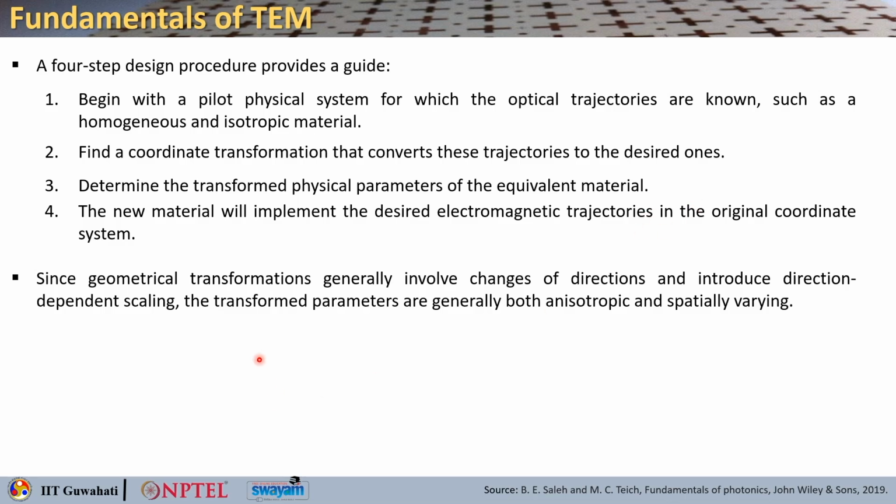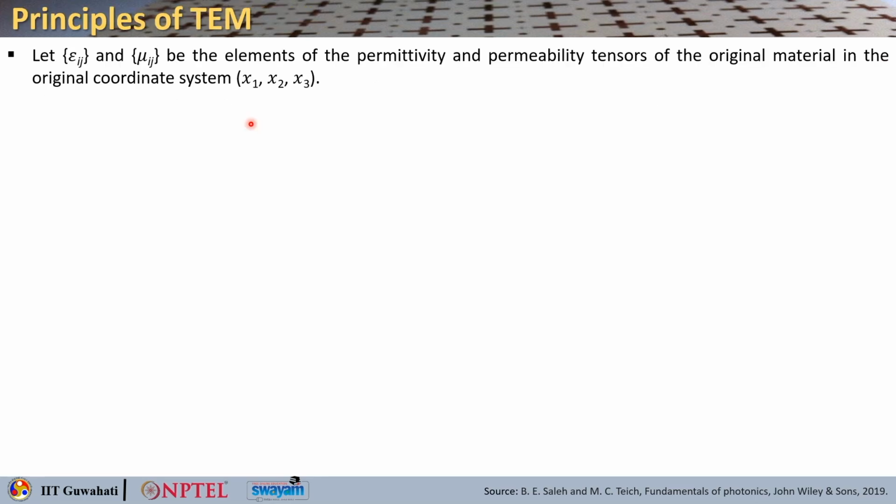Now, since geometrical transformations generally involve changes of direction and introduce direction dependent scaling, the transformed parameters are generally both anisotropic and spatially varying. Okay? So, the principles of TEM tells you that the mapping that you will see between the old and the new system, that has to go into the material properties. Now, normally how you consider the light matter interaction or electromagnetic wave matter interaction, you consider the two basic parameters of the material, its electric permittivity or magnetic permeability.